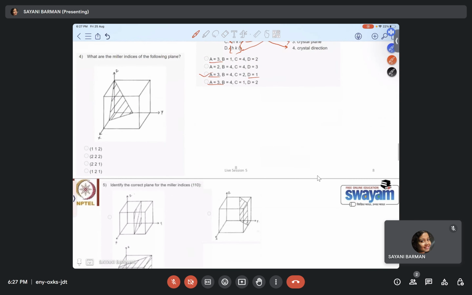What are the Miller indices of the following plane? Let's first write the intercepts in X, Y, Z axis. In X axis, it is half. Y axis also it's half. Z axis, it's 1. Then the reverse of it, the Miller indices, would be the reverse: 2, 2, 1. Yeah, this one is the option.